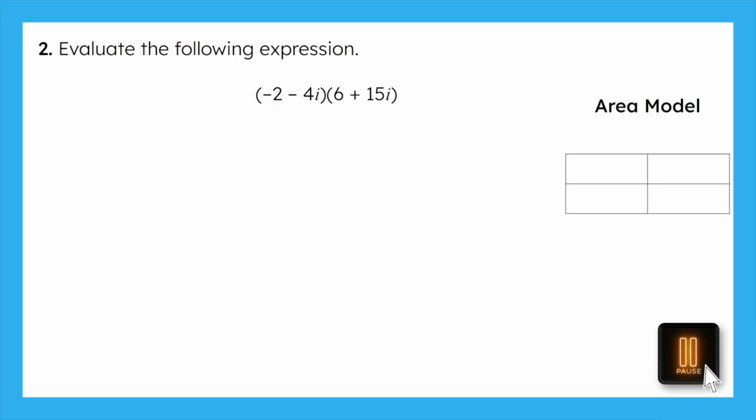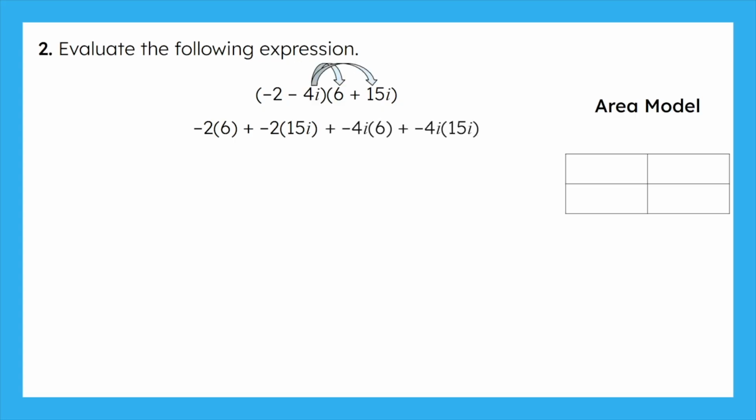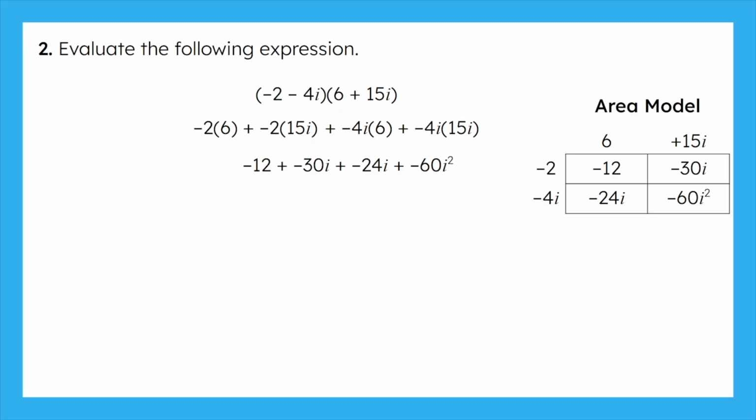Pause the video now. When applying the distributive property, we need to be careful not to forget that the subtraction sign means negative. We first distribute the negative 2 to the positive 6 and positive 15i, and then distribute the negative 4i to the 6 and positive 15i. Likewise, on our area model, we need to ensure we include the correct signs. Regardless of the strategy, though, we're multiplying these same numbers together, so the resulting expression will be the same. You might want to take a moment to compare your work to see if you distributed correctly here.